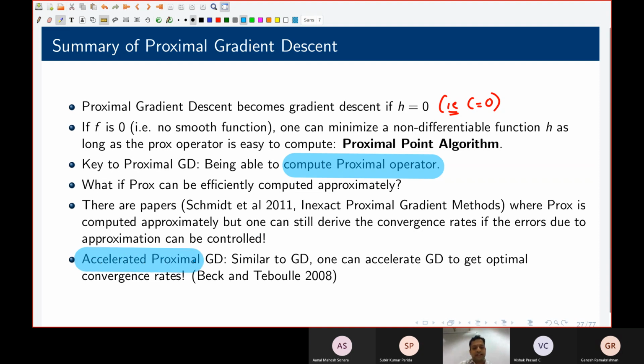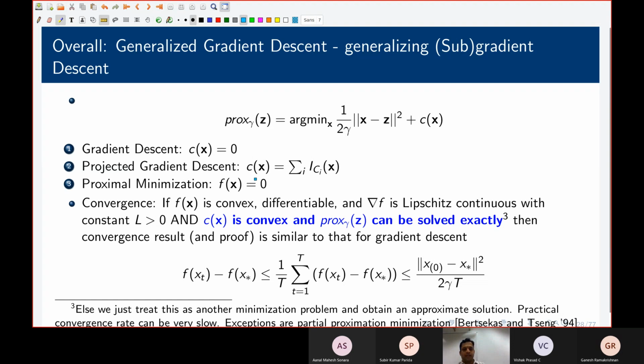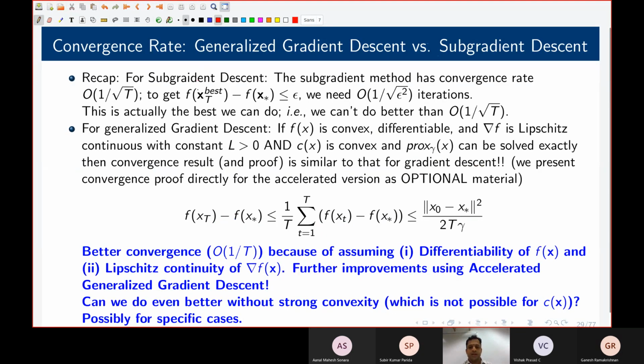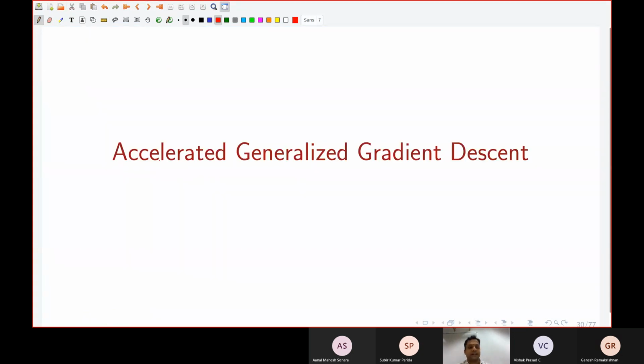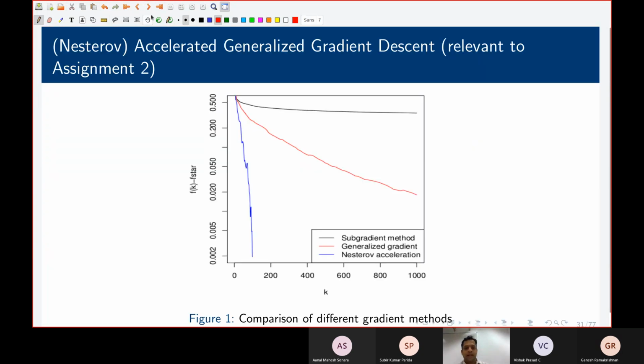Now, accelerated proximal gradient descent is similar to gradient descent. One can accelerate gradient descent to get better convergence rates. This goes back to the overall gradient descent scheme or subgradient descent comparison. But my point is we can also apply acceleration to get z, and convergence rates actually improve. So that's accelerated generalized gradient descent. I'm not going to delve into it because the logic is exactly the same as I said. The only difference is z has to be computed using the accelerated step.